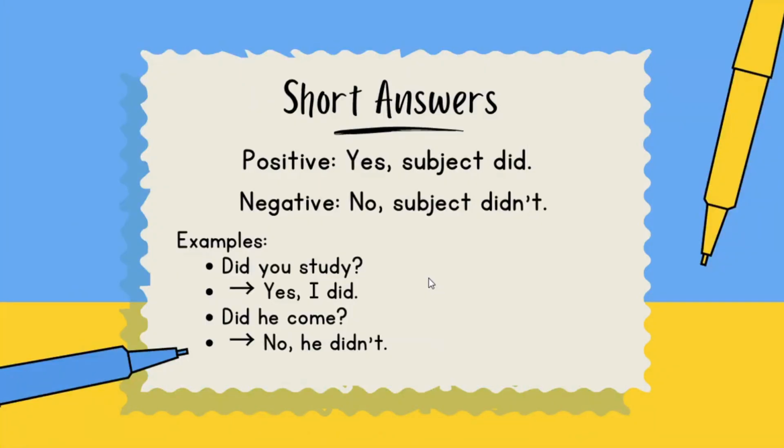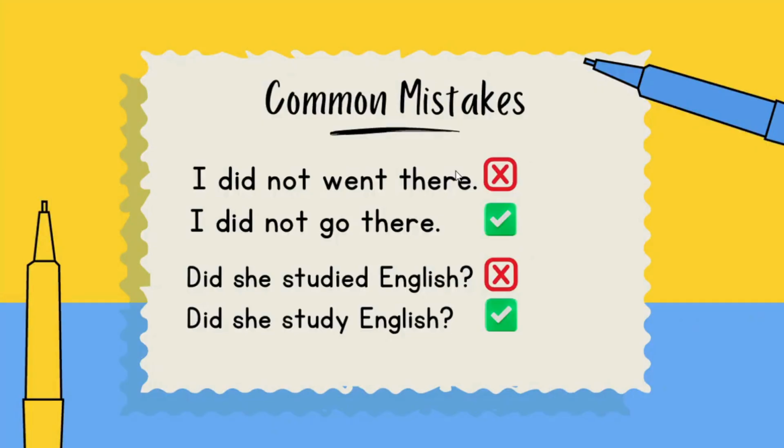Now, here we have short answers. How to give short answers when someone asks simple past questions. So first of all, if we want to give a positive answer, we have to use this one: Yes, subject did. For example, did you study? Yes, I did. If you want to give a negative answer, you have to say no, he didn't. No, I didn't.